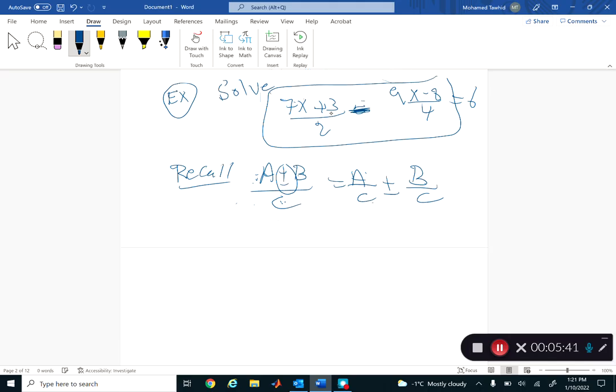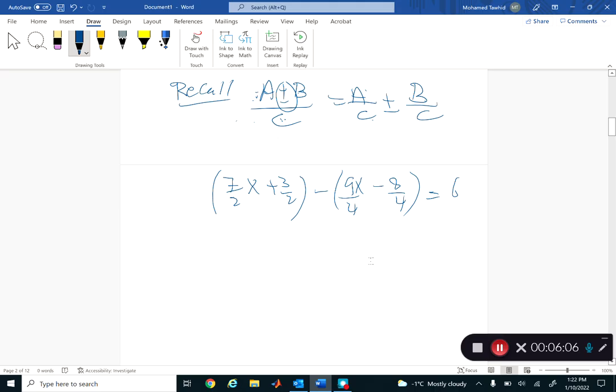So 7x plus 3, divided by 2. If I simplify that, you have 7 over 2 x plus 3 over 2. Take the first term divided by 2, second term divided by 2. And here you have minus 9x minus 8, divided by 4: 9 divided by 4 x, and minus 8 divided by 4. That is equal to 6, right?